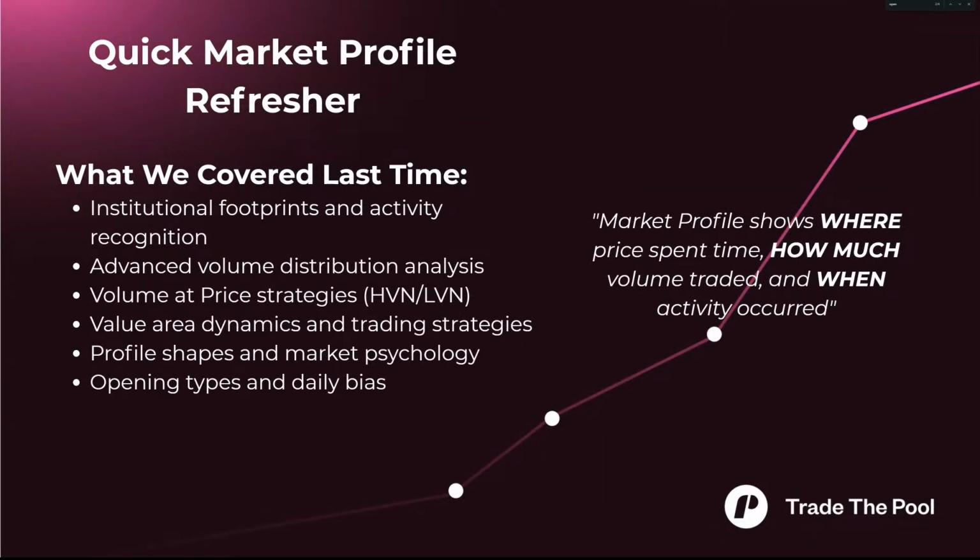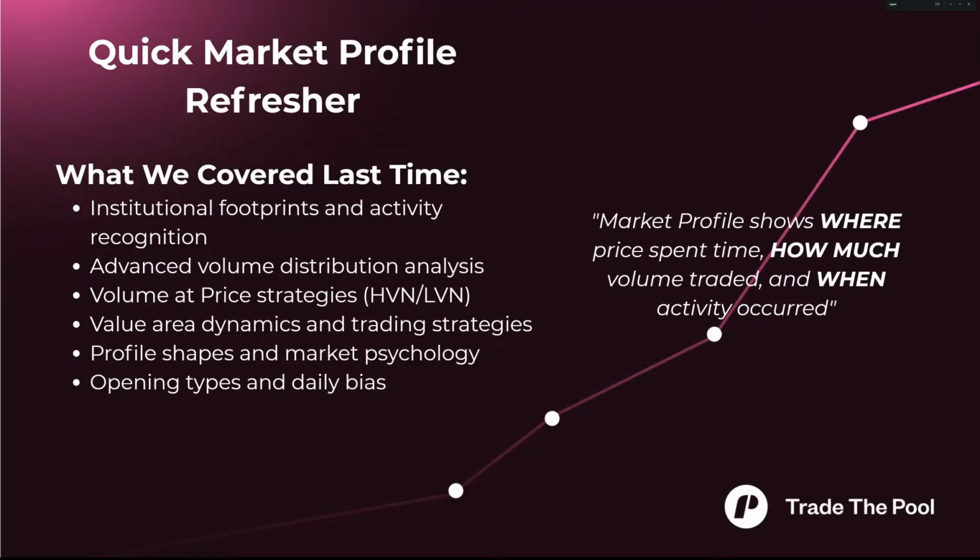So this is what we went over last time. We talked about those institutional footprints, those activity recognition patterns. We went over what it looks like when big buyers hit the tape, and when you can look for those big volume prints at key levels, and how that can often indicate a price reversal. We also talked about more advanced volume distribution analysis, looking at the breakdown of buys versus sells at key levels. This really helps build our bias on whether the big volume coming in at these key levels is going to reject, or whether you could see continuation at any given point.